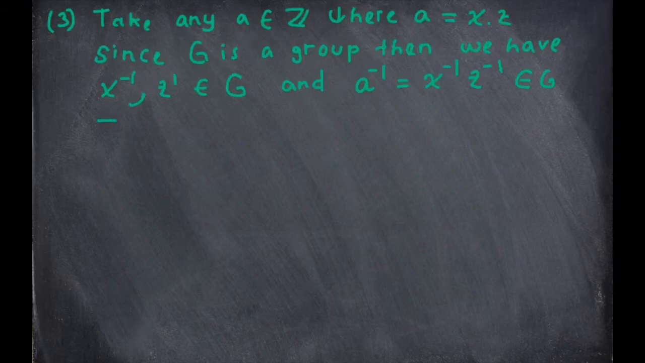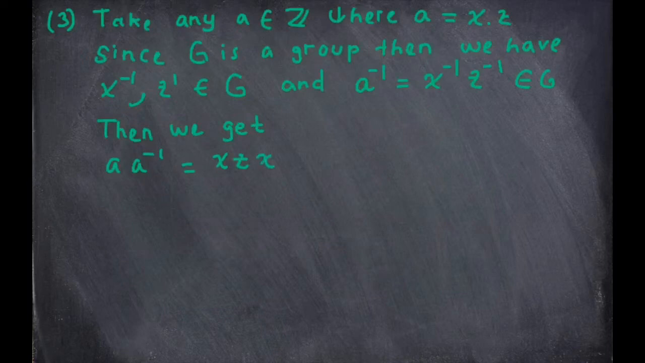So then we get A times A inverse is equal to xz times X inverse Z inverse. As we know, Z commutes, so we can write it as X inverse Z inverse. So this is equal to identity.